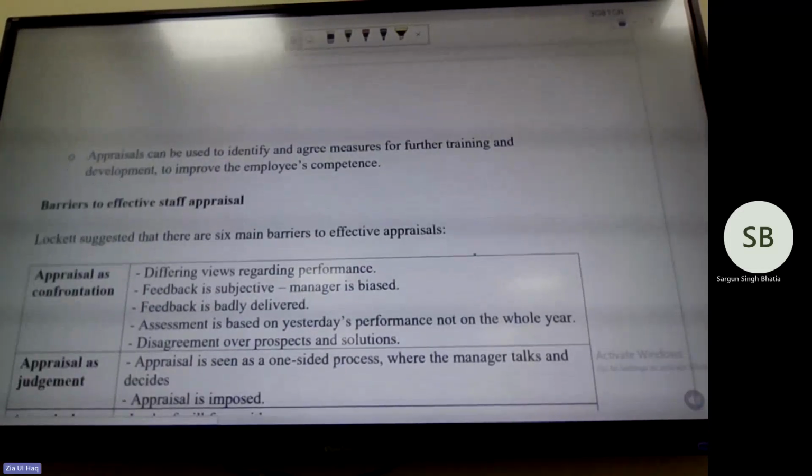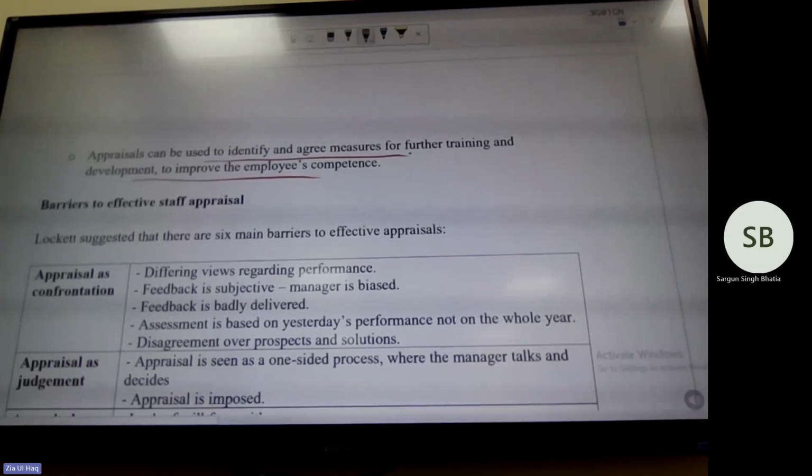An appraisal can be used to identify agreed measures for further training and development. Through appraisal, the employee can highlight whether he requires more training and development or not. He can meet his training and development needs through performance appraisal.